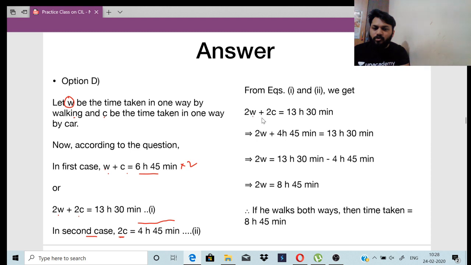Take both of them now: 2W plus 2C equals 13 hours 30 minutes. So what is 2C? Substitute this. 2W plus 4 hours 45 minutes is equal to 13 hours 30 minutes. So 2W equals 13 hours 30 minutes minus 4 hours 45 minutes, which is 8 hours 45 minutes. So if he walks both ways, that is the return journey, W plus W, A to B and B to C, he will take 8 hours 45 minutes, right?